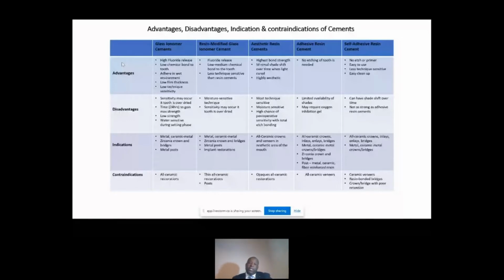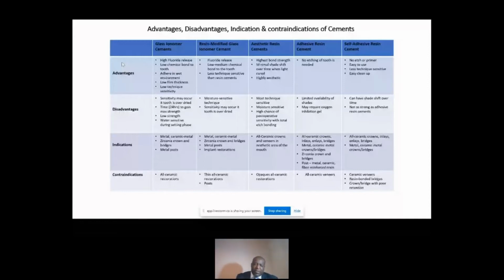The danger if you do this, and if you use aesthetic resins, is that each step is essential to follow. If you do not follow the step, it compromises the final result. And as we said, finally, self-adhesive resins, you don't need to etch, you don't need to prime. They are less technically sensitive. We still have to be careful when we're using these agents, but they are less technically sensitive and they're easier to clean.